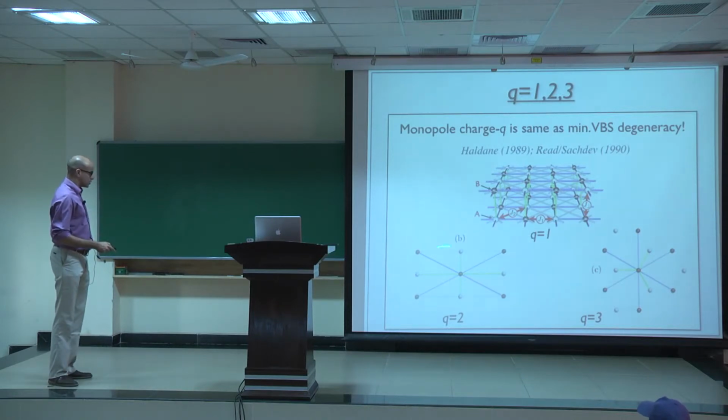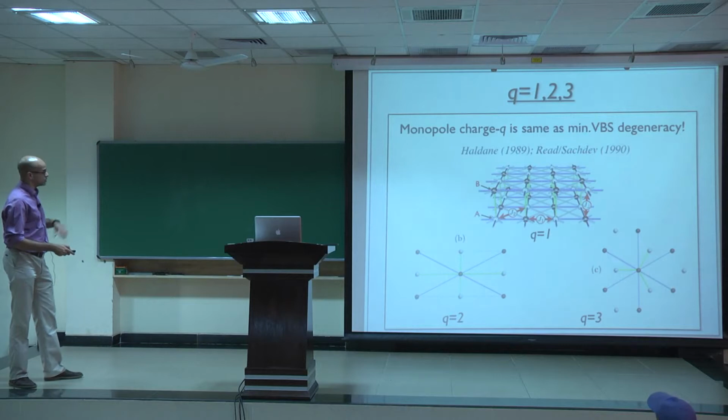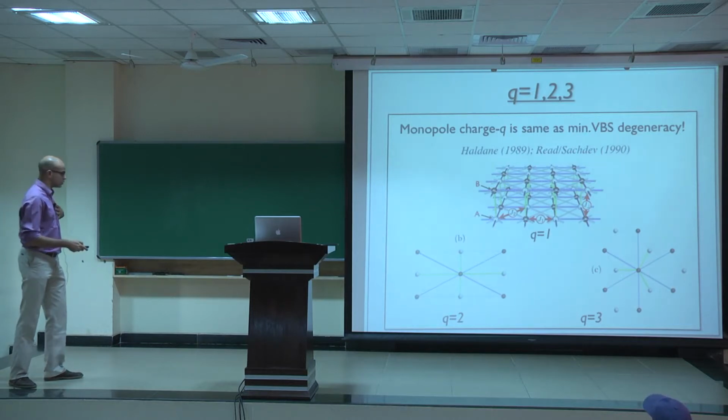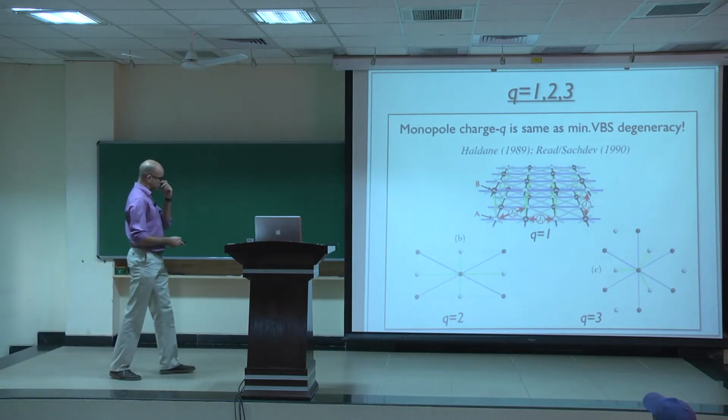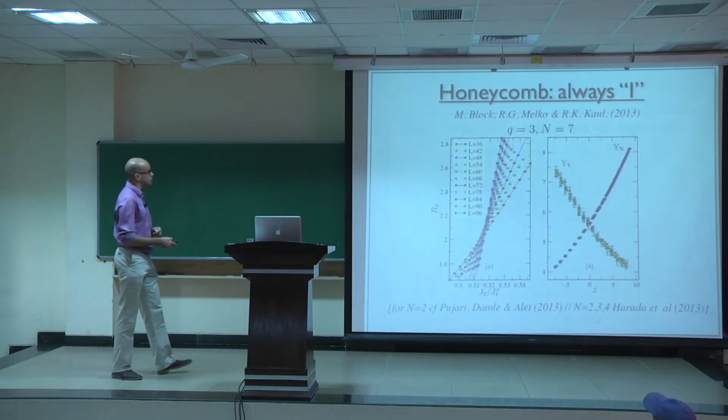Now, if you take a rectangular system, you have to have a twofold degeneracy, and if you take a honeycomb system, you have to have a threefold degeneracy. Okay, so we can study each of these cases, and we can study Néel to VBS transitions. I should say I'm not the only one to study this. It's also studied by Kedar Damle, and then by this Japanese group.